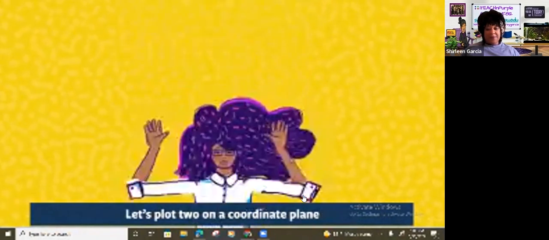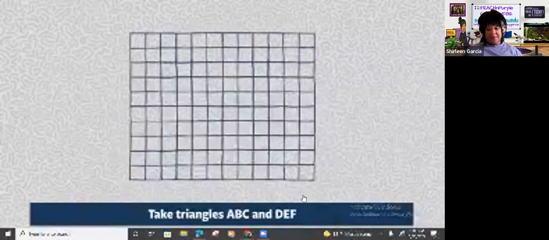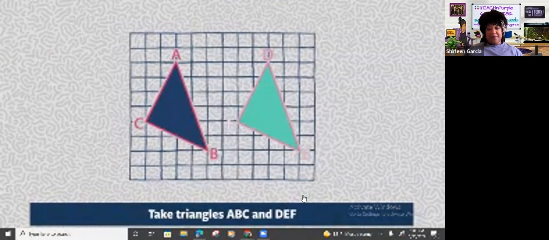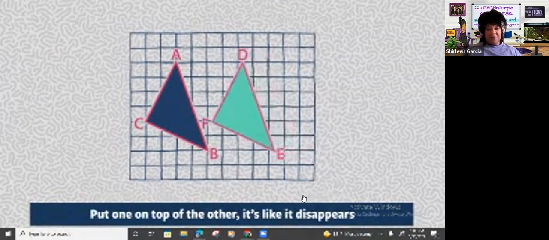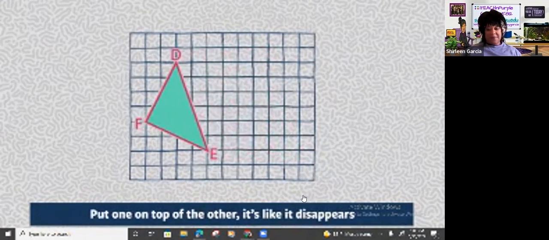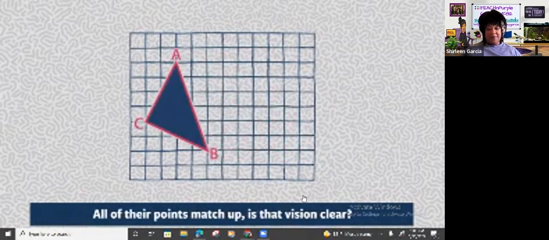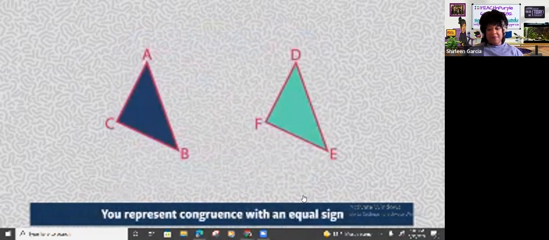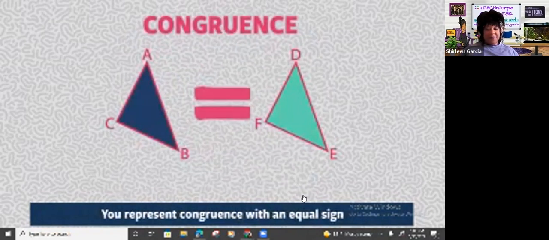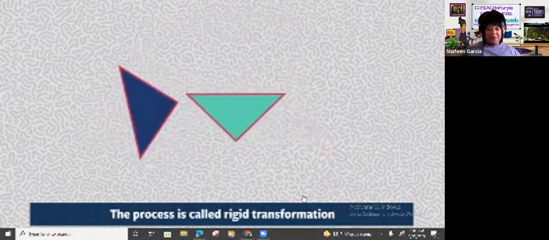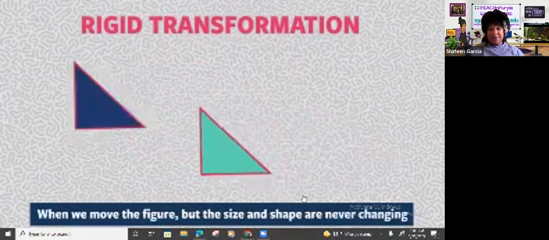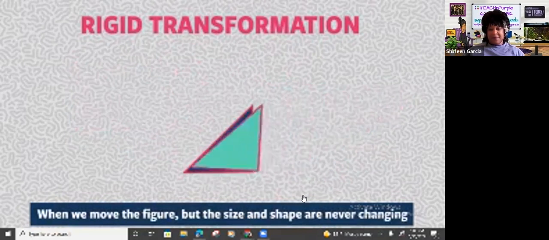Let's plot two on a coordinate plane. Take triangles ABC and DEF. Wanna see if they're congruent? Here's what you do next. Put one on top of the other, it's like it disappears. All of their points match up, is that vision clear? You represent congruence with an equal sign and a tilde over it. Store this in your mind. The process is called rigid transformation when we move the figure, but the size and shape are never changing.